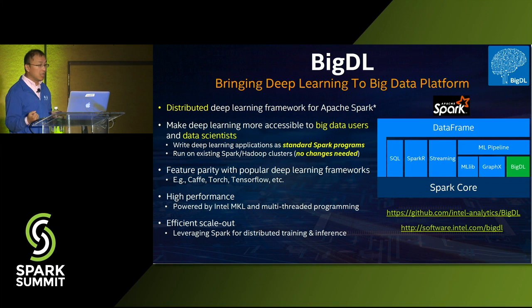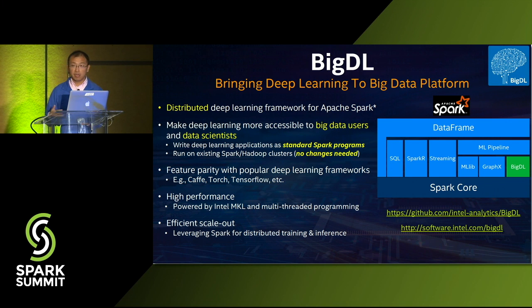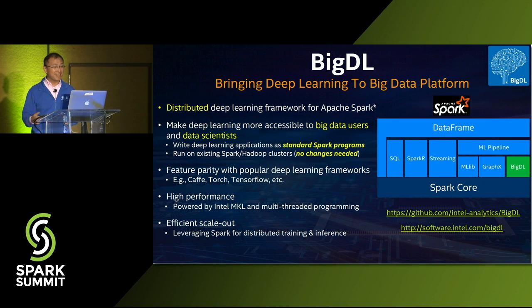applications. The goal here is really to make deep learning more accessible, much easier for our big data users and data scientists. Basically, you can write your deep learning applications as a standard Spark program. And then you can directly run it on your existing Hadoop or Spark cluster without any changes to your cluster.